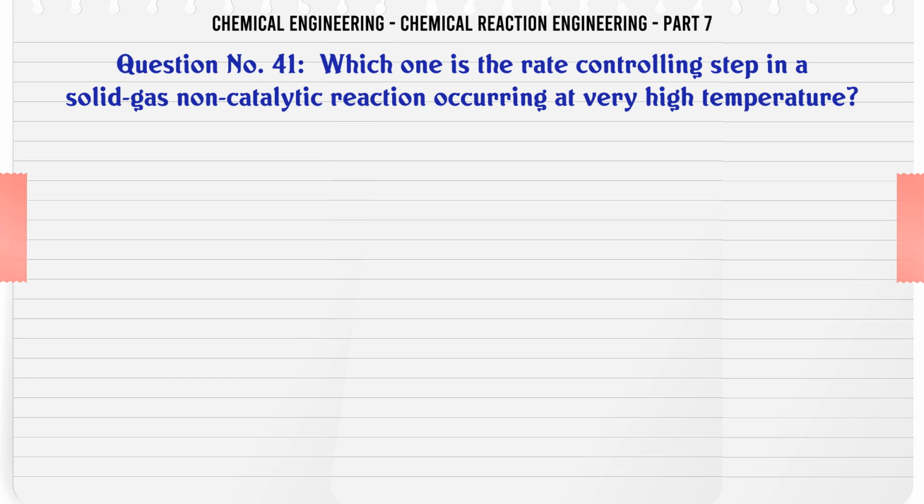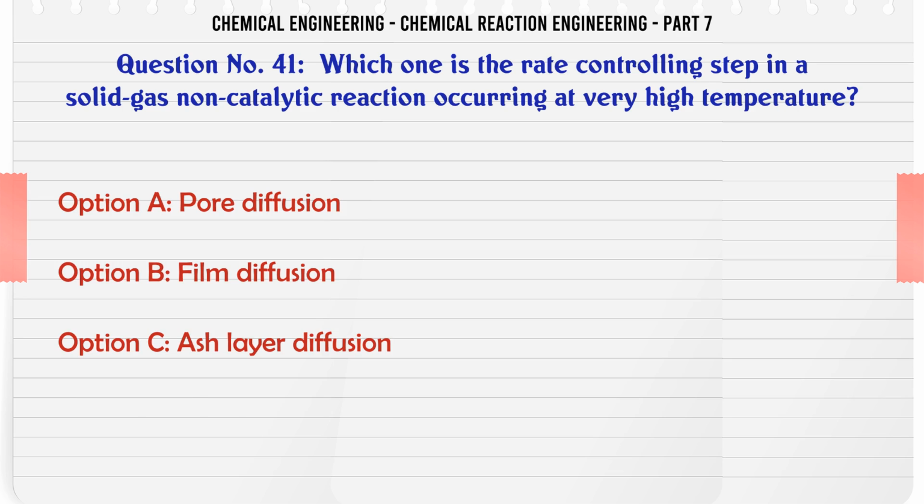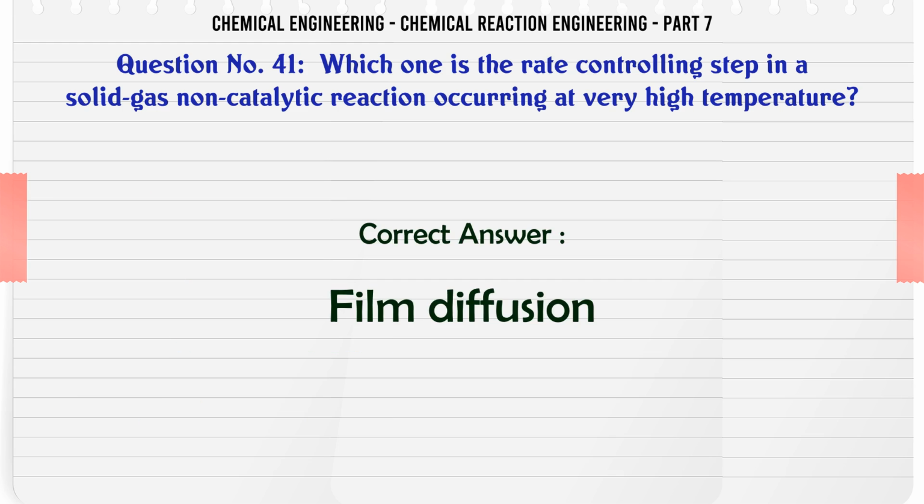Which one is the rate controlling step in a solid gas non-catalytic reaction occurring at very high temperature? A. Pore diffusion. B. Film diffusion. C. Ash layer diffusion. D. Chemical reaction. The correct answer is film diffusion.